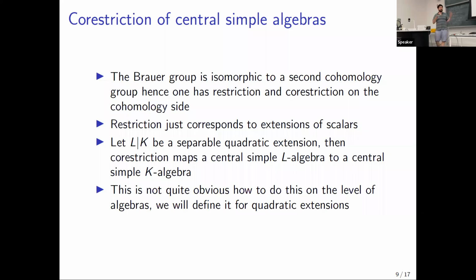I mentioned that there is this cohomological interpretation of the Brauer group. So it means that you have restriction and corestriction on the cohomology side. But you somehow want this to be more explicit, and restriction is pretty simple. Restriction corresponds to just extension of scalars. If you have a central simple K-algebra, you can create a central simple L-algebra by just tensoring it up. But the other way around is not quite simple. If you have a central simple L-algebra, how do you create a central simple K-algebra corresponding to this corestriction map? I think this was not immediately known to Brauer, so this was developed maybe in the 70s or something.